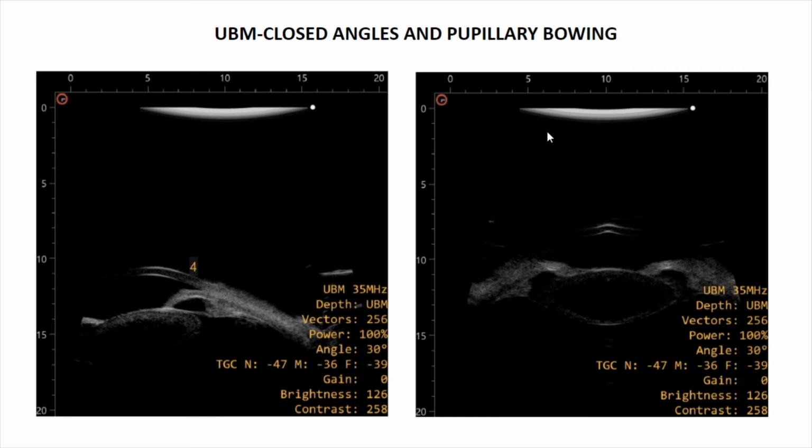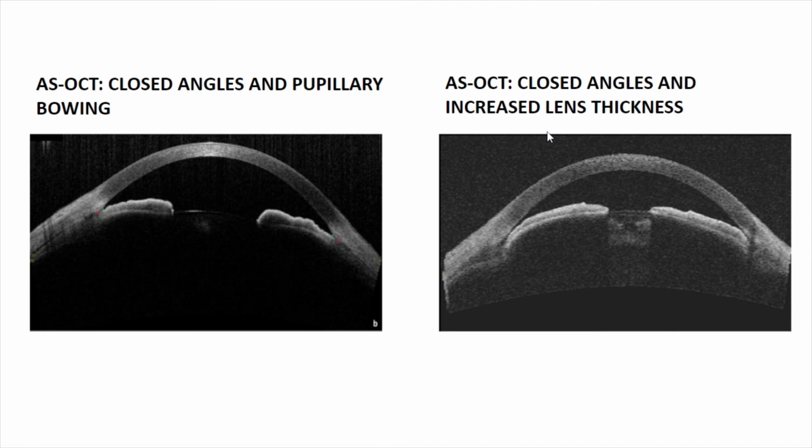Relative pupillary block. You should use the correct terminology. Next. This is the ASOCT image showing us closed angles because of pupillary bowing. And in this picture also, we can see that the angles are closed and the lens vault is increased. Not much of the relative pupillary block.